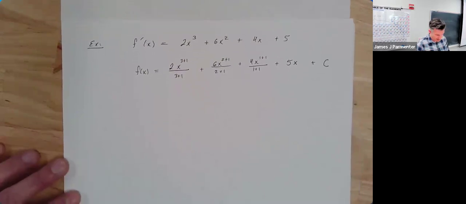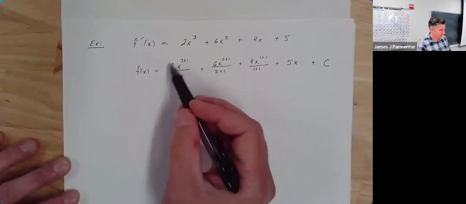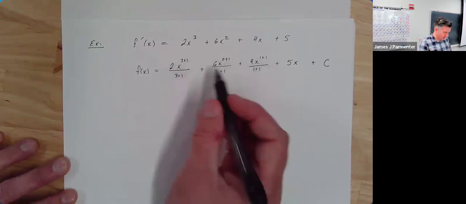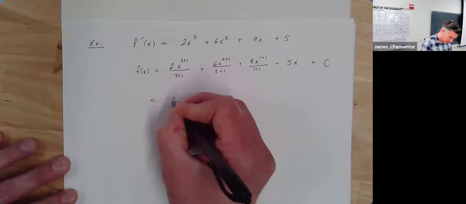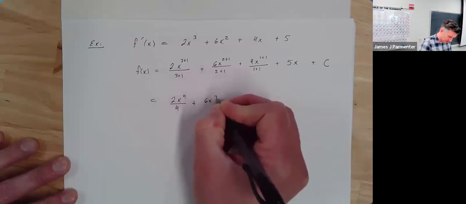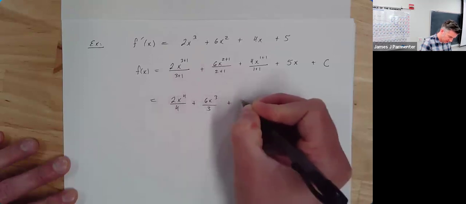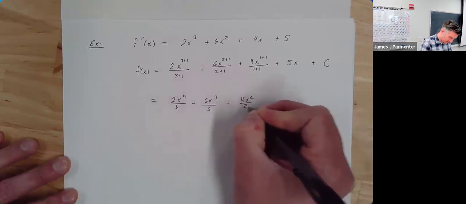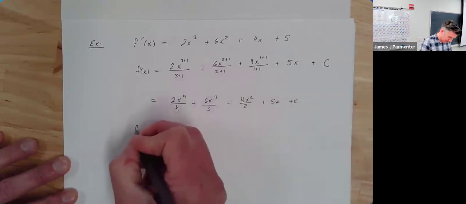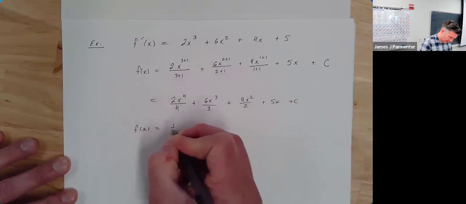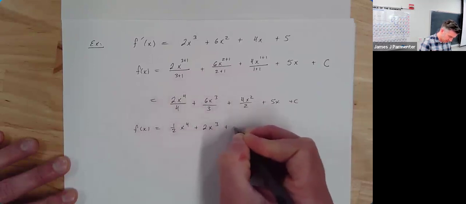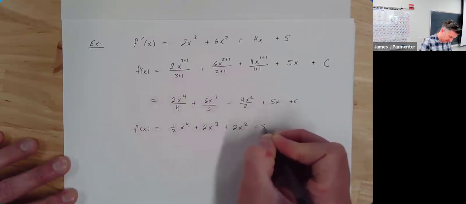Now, I would expect most of us can get past writing the 3 plus 1, or the 2 plus 1, 1 plus 1, and just say, yeah, we know what those things are. This is going to be 2x to the 4th divided by 4, plus 6x cubed divided by 3, plus 4x squared divided by 2, plus 5x plus c. And then I would simplify this as 1/2 x to the 4th plus 2x cubed plus 2x squared plus 5x plus c.